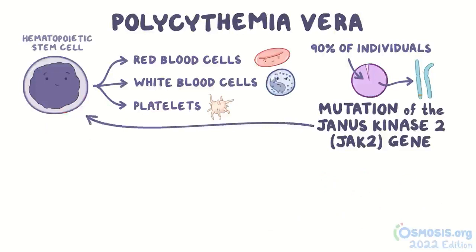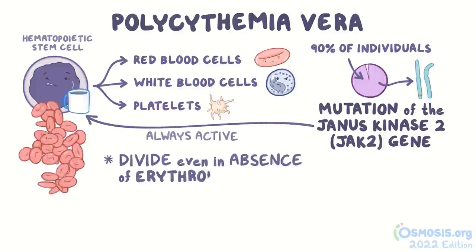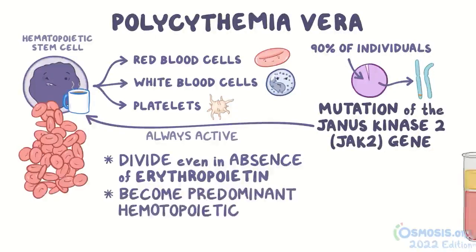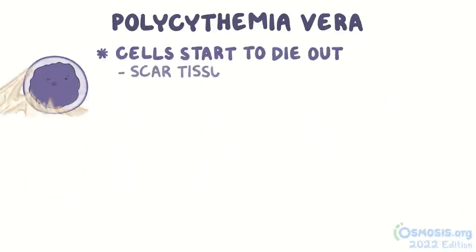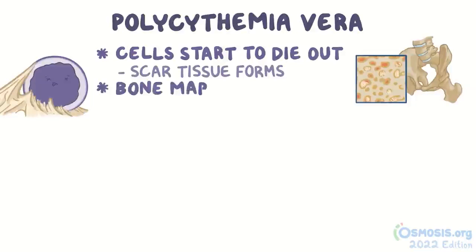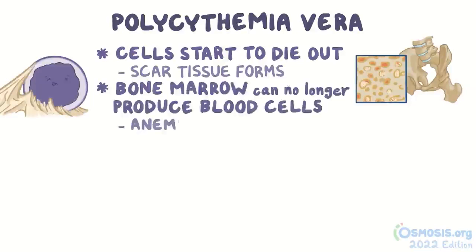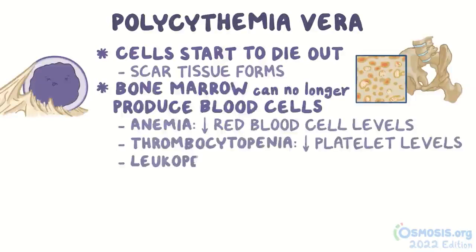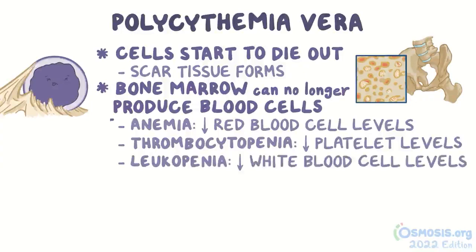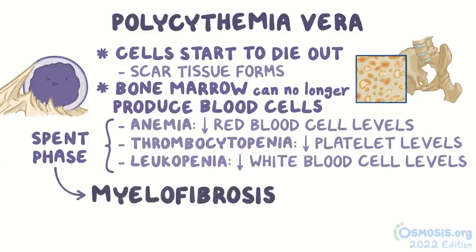However, when there's a mutation, it keeps the JAK2 gene activated, and these cells are able to divide even in the absence of erythropoietin. The mutated cells proliferate and rapidly become the predominant hematopoietic stem cells in the bone marrow. In time, these cells start to die out, and that's when scar tissue forms. At that point, the bone marrow can no longer produce blood cells, leading to anemia or low red blood cell levels, thrombocytopenia or low platelet levels, and leukopenia or low white blood cell levels. This is known as a spent phase, and once the disease is in the spent phase, it's really a different disease altogether. At that point, it's myelofibrosis.